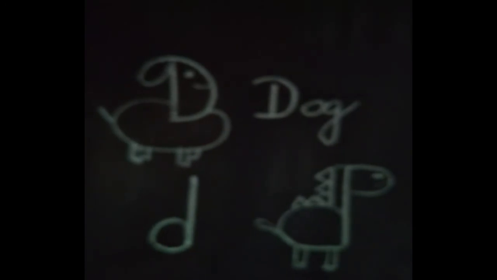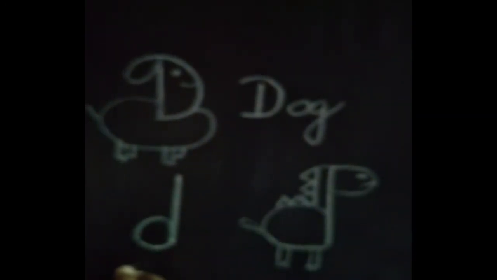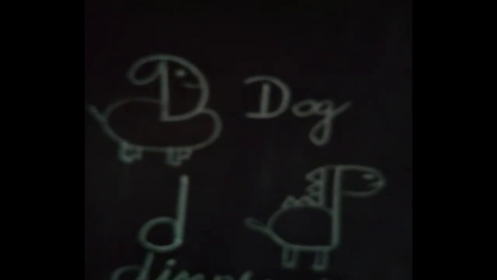This is D for dino, kids. Dino. D for dinosaur, which is extinct. We can't see this. This dinosaur is not available in this world, kids.